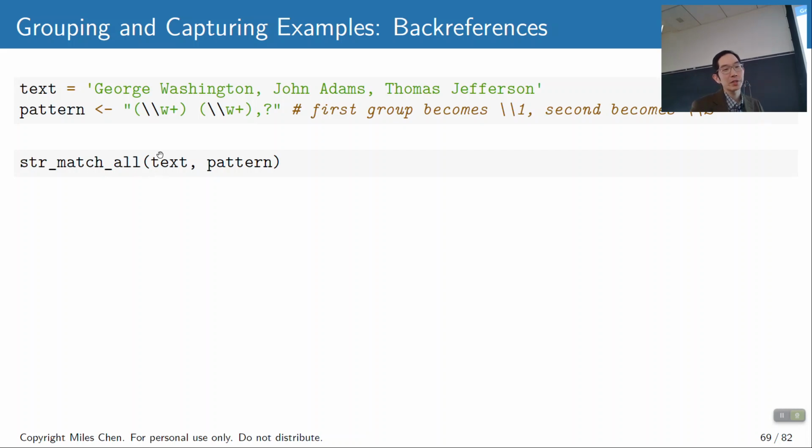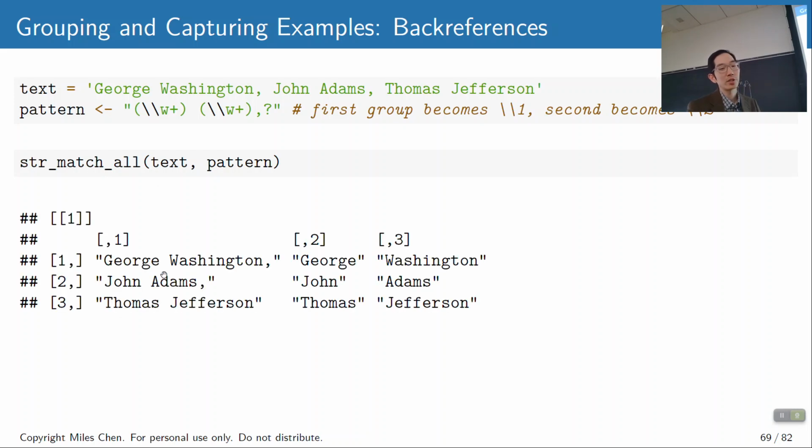We're going to match everything that matches this pattern of one or more word characters, space, one or more word characters, and an optional comma. So we will get George Washington, comma, and we extract out George and Washington. We match John Adams, comma, and we extract out John and Adams. We match Thomas Jefferson, end of string, and we extract out Thomas and Jefferson.